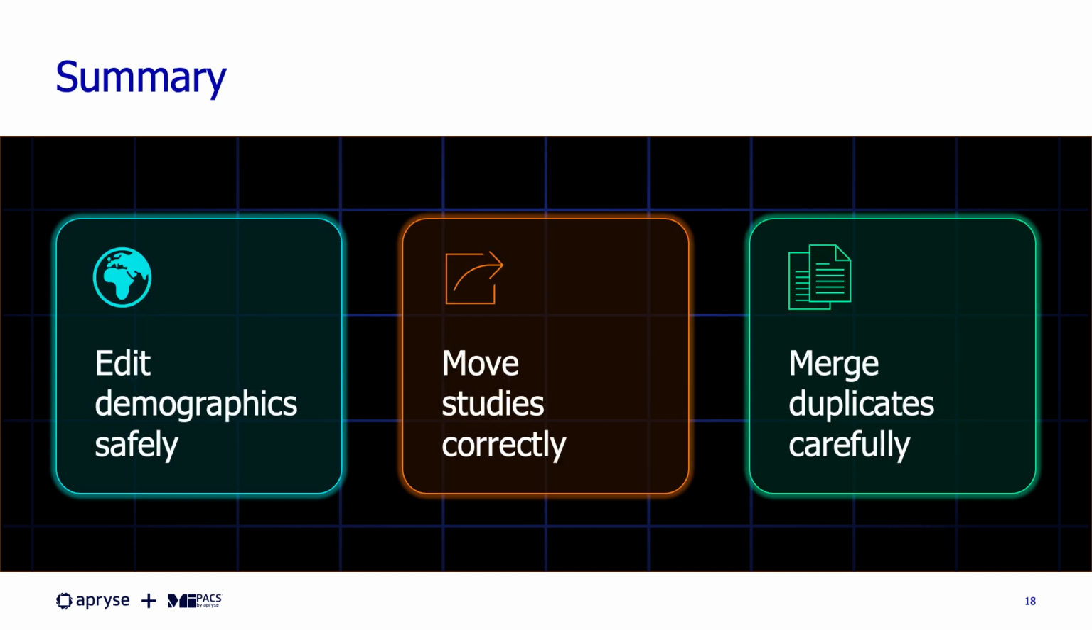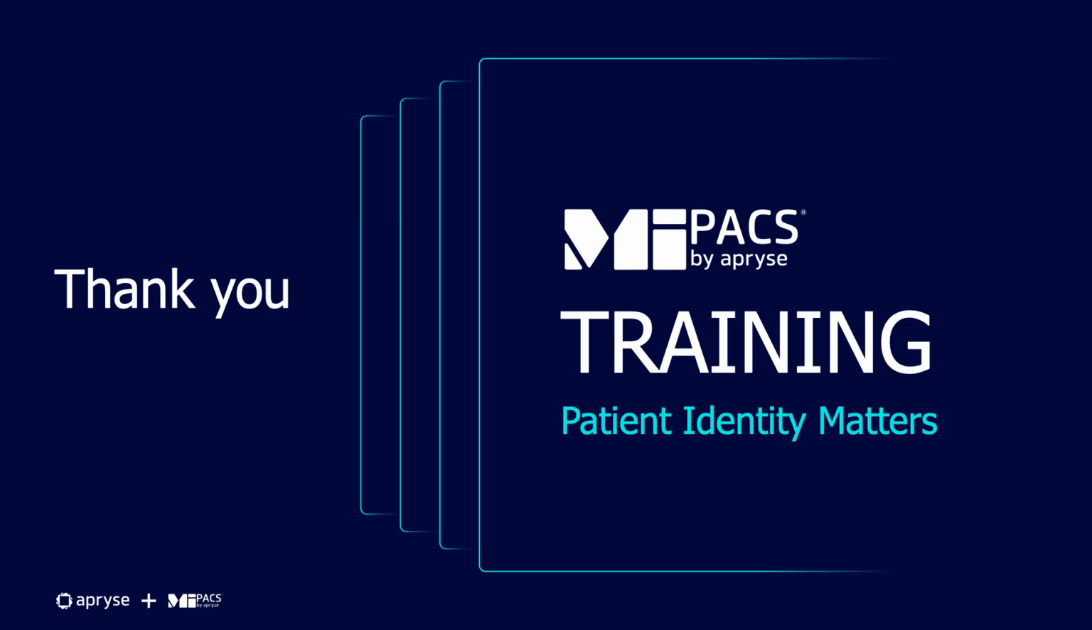Summary: edit patient information when demographics are incorrect. Move studies when images belong to the wrong patient. Merge patients when duplicate records represent the same individual. Always verify before proceeding. Thank you for completing the MiPACS Patient Updater training. Accurate patient identity protects patient safety, clinical integrity, and compliance.